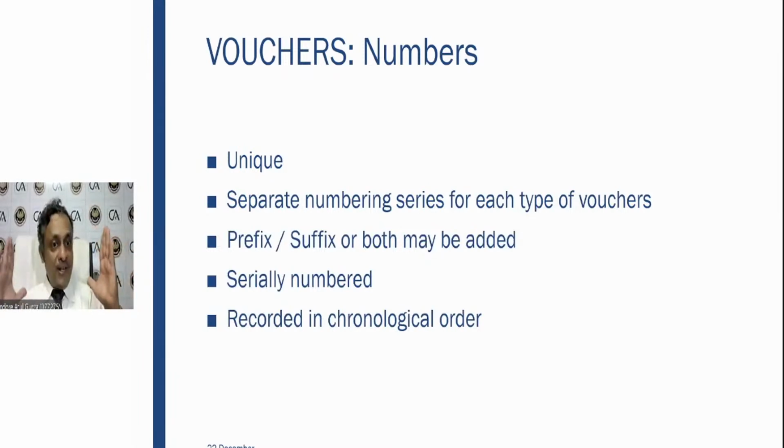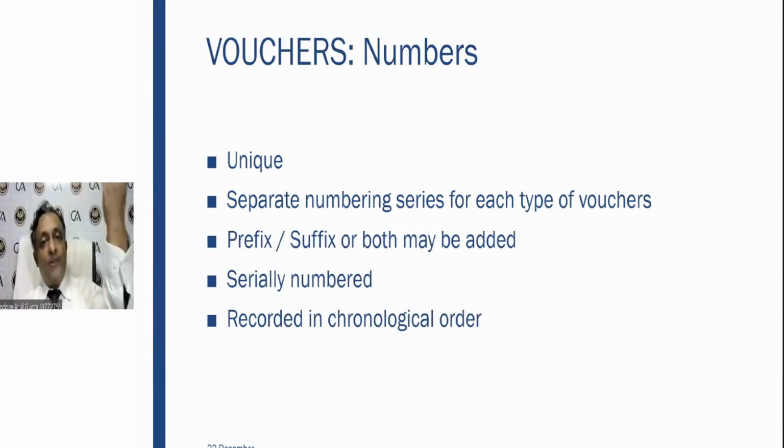So prefix, suffix, then they have to be serially numbered. Yes, and serial number is a big topic. We don't have time, that intensity is not needed right now. But serial number is a phenomenal thing to learn. And vouchers have to be recorded in chronological order, top down. The first, the second, the third, the fourth, fifth, like that.